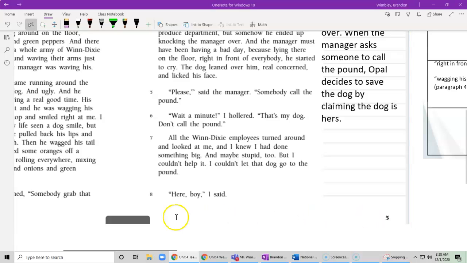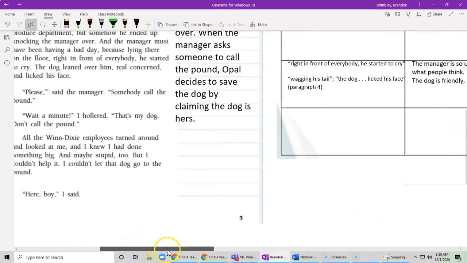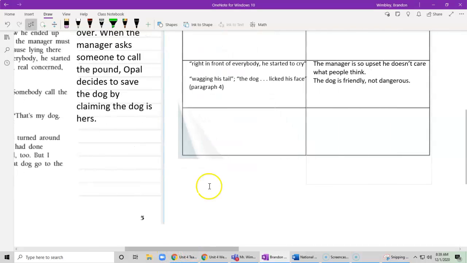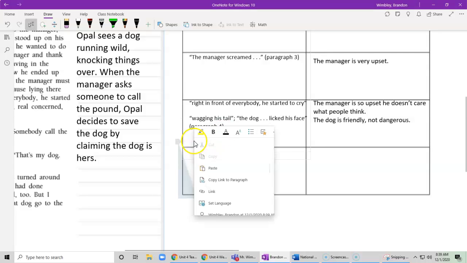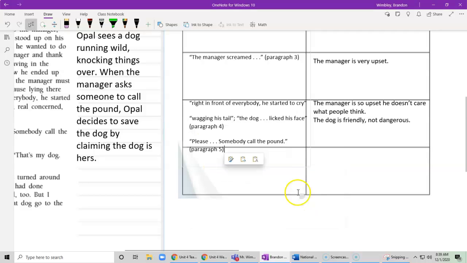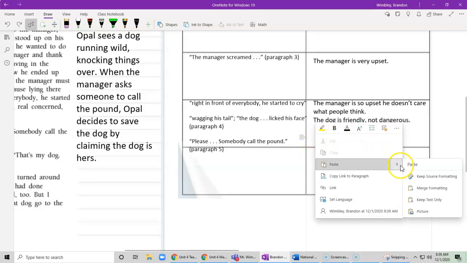So, what do we notice from this? Well, we notice that the manager says, somebody call the pound. And why does he do that? What's our guess for that? Well, our guess is, and I did a poor job of time management and space management, so we're going to have to squeeze some in. He's saying that because he wants this dog taken away. He's desperate for this dog to leave. He doesn't just say, take this dog away, but he's calling for the pound. And we have to make that inference that the pound's going to take the dog away for us.